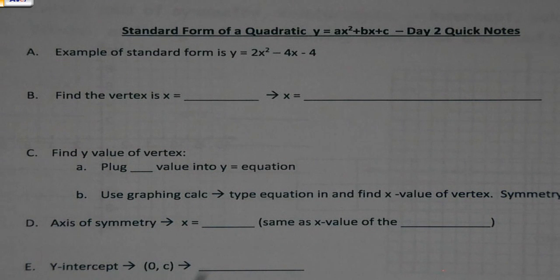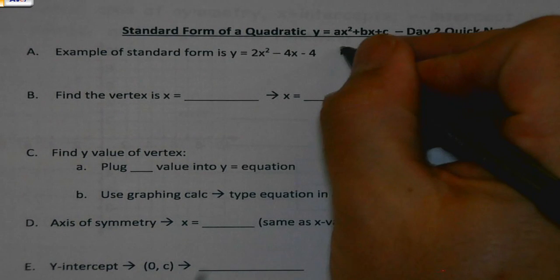Right. So, standard form of a quadratic. Reminders of a couple of things up here at the top. When we're in standard form, we need to know what our A, B, and C values are, so we know what goes in the right places here.